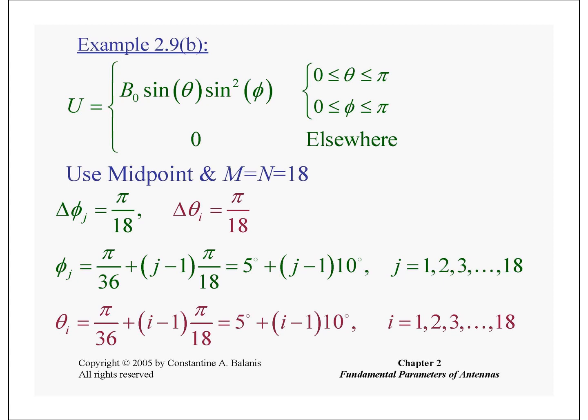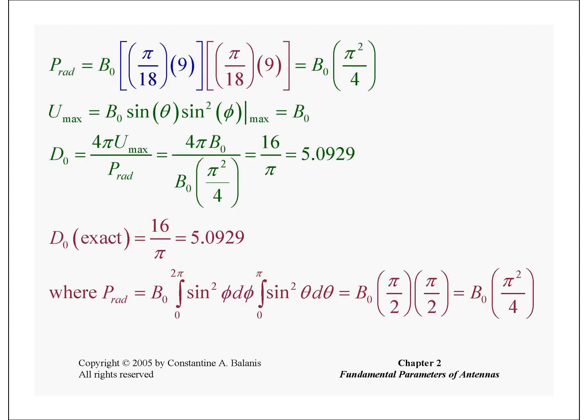Now if we use the midpoint method, it will give again the same result as shown here. So the same result, 5.0929, by the midpoint method. So both methods give the same value of directivity. And similarly, the maximum directivity can be calculated by the exact method.